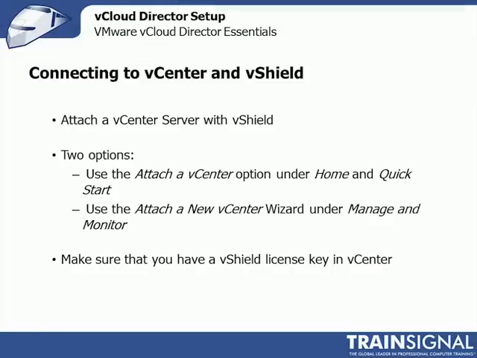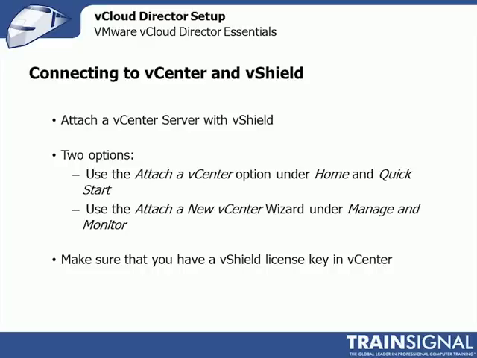Now let's talk about connecting VMware vCloud Director to VMware vCenter and vShield. This is really the first thing you need to do once you go through that initial setup wizard, and that's why it's the first task they have you perform under the Quick Start menu. Honestly, you're not going to be able to do anything with vCloud Director until you connect it to vCenter and vShield. So there's really two ways to do it.